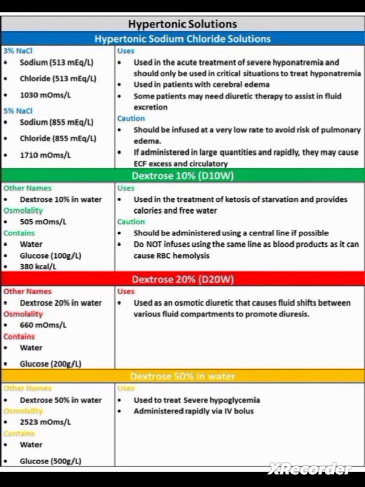The main uses are the acute treatment of severe hyponatremia, and it should be given cautiously in order to reduce the occurrence of pulmonary edema. We have to give these hypertonic solutions cautiously. It can be used along with cerebral edema. It helps to increase diuresis. Some patients may need diuretic therapy to assist in fluid excretion. In all these conditions we can use this hypertonic solution.